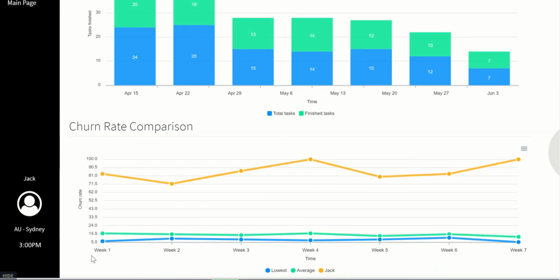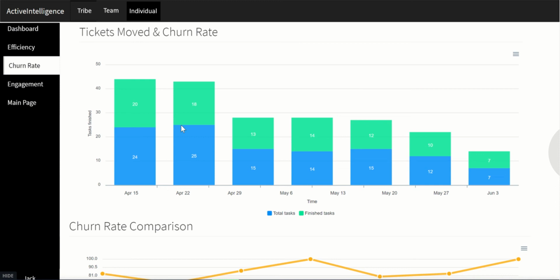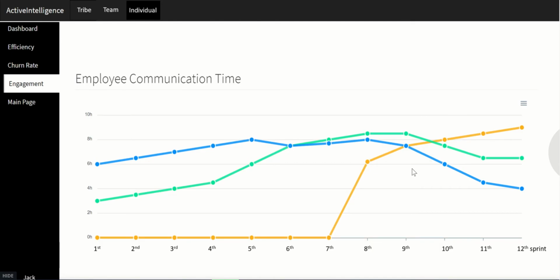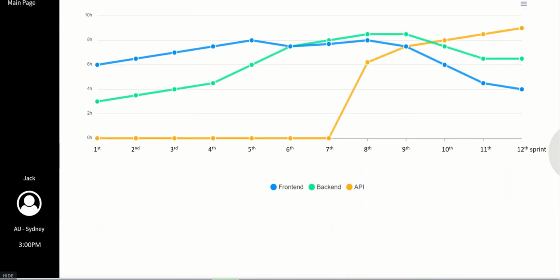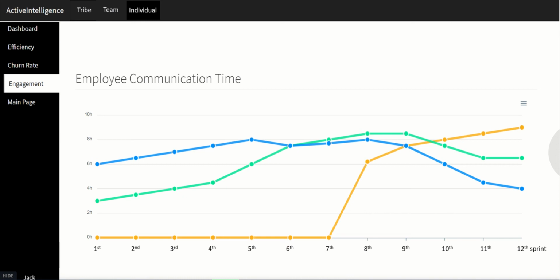And this is his comparison across different weeks for his churn rate. So you can see in week 4, his churn rate was quite high, 81%, which is very, very bad from an individual perspective. Fourth is, what's his engagement? So as I mentioned, the communication: is he coming on time? Is he developing, is he engaging with different stakeholders in the right way? Is he getting the right comments?